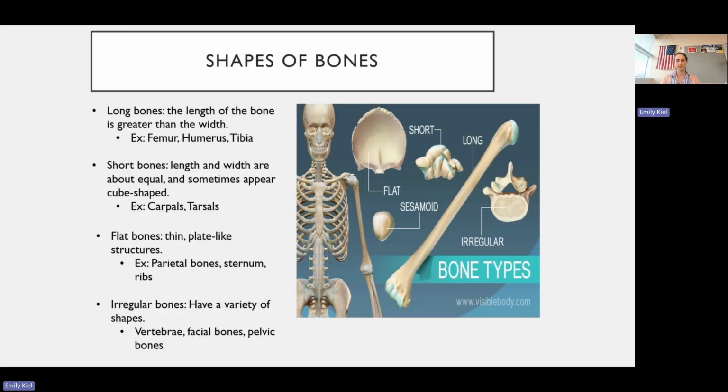Flat bones have really thin plate-like structures. Think of your sternum, your ribs, and your parietal bones. And then irregular bones have irregular shapes. So your vertebra over here, your facial bones, the pelvic bones, all irregular in shape. This image also includes sesamoid bones. These are bones that are found in tendons usually. So we're looking at a little patella or kneecap here, another type of bone to be aware of.